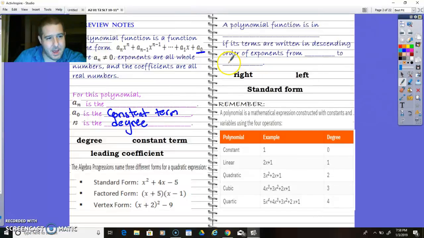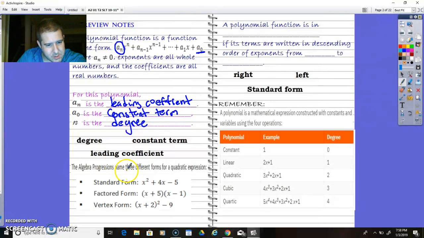It could be positive. It could be negative. It could be a decimal. It could be any real number. It just can't be an imaginary number, which we'll talk about later on. And a sub n just means the number in front of the x with the highest power, which is the leading coefficient. Coefficient is the word for the number that's being multiplied by the variable.